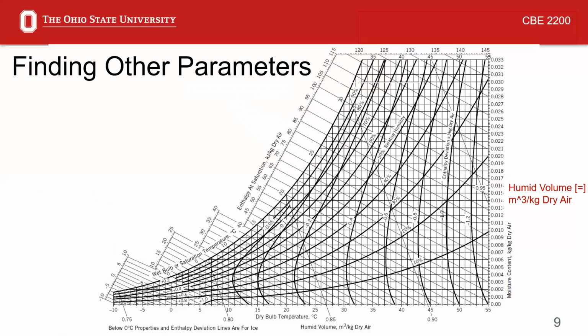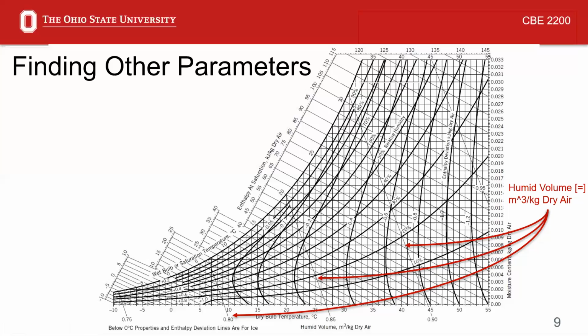And finally, I want to hit on humid volume. These are a little bit more difficult to see, so I'll highlight 3 of them. They're kind of thin, very steep negative slope lines, and most of them are labeled down by the x-axis. So we have 0.8 here, 0.85, and 0.90. The exception to that rule is right up here, 0.95. I just want to point that out because that one's often missed.